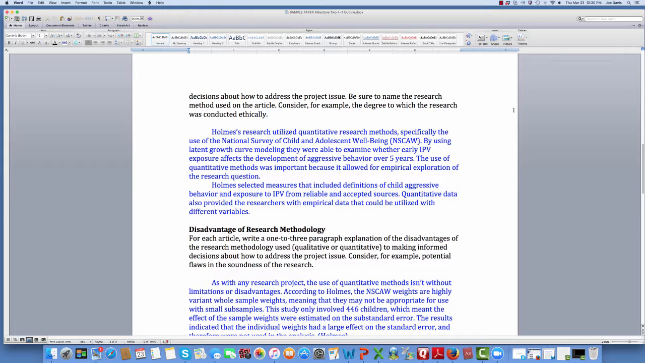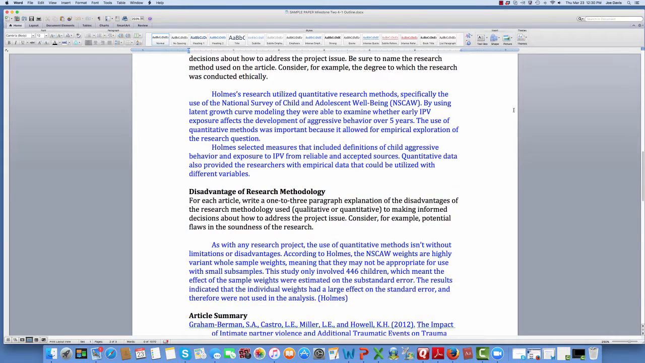of the research question. Holmes selected measures that included definitions of child aggressive behavior and exposure to IPV from reliable and accepted sources. Quantitative data also provided the researchers with empirical data that could be utilized with different variables.